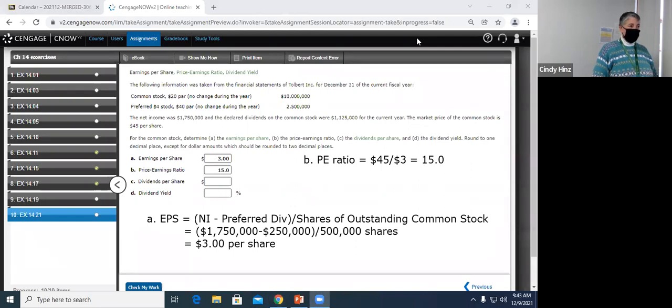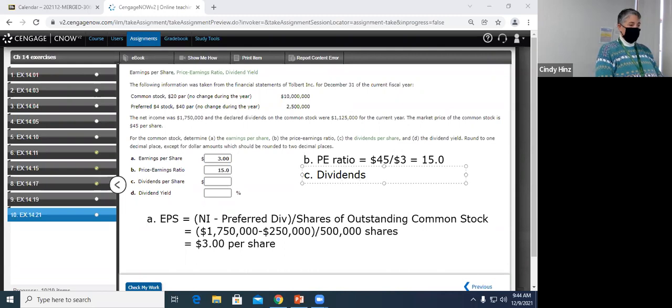So we can't really do a lot of analysis with these because, as we've said many times, we have to compare that to something. So we can say whether the company appears to be growing or not by comparing the PE ratio from last year to this year, but we don't have that.